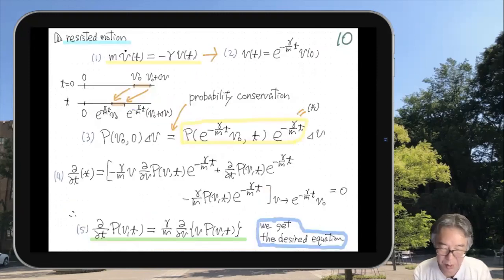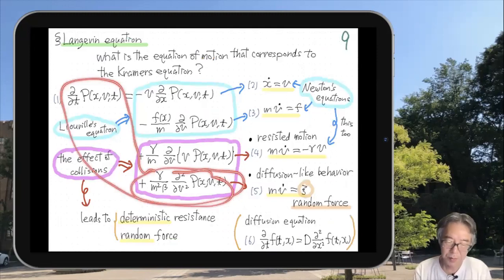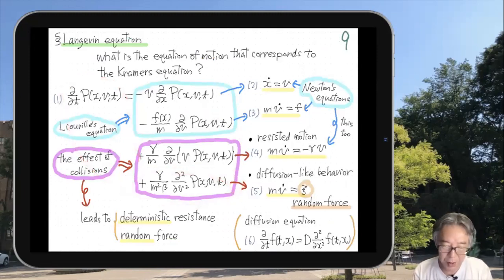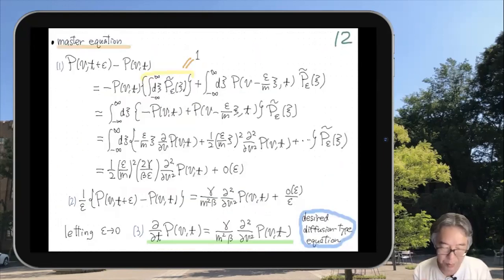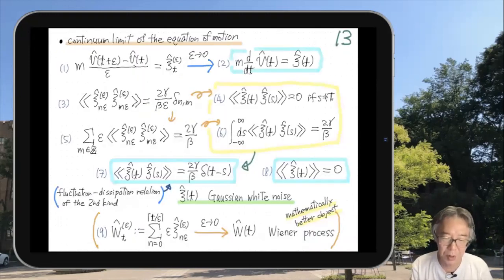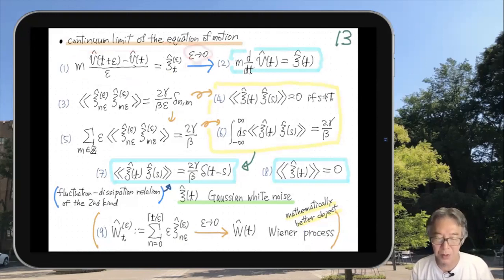Where were we? Yeah, this one. So we got this, we got this. Anyway, we got all the parts. We could derive all the parts of Kramers' equation, but actually our interest was in the equation of motion. So we have to discuss the continuum limit, the epsilon goes to 0 limit of the equation of motion, and this is actually a non-trivial part. So this is the equation of motion with discrete time, and I want to take this epsilon going to 0 limit.